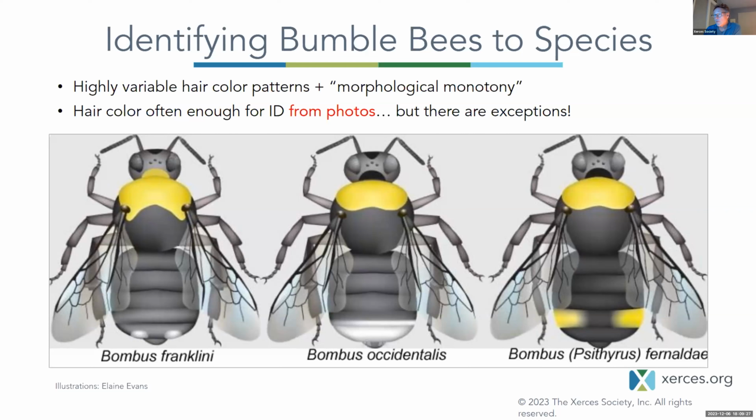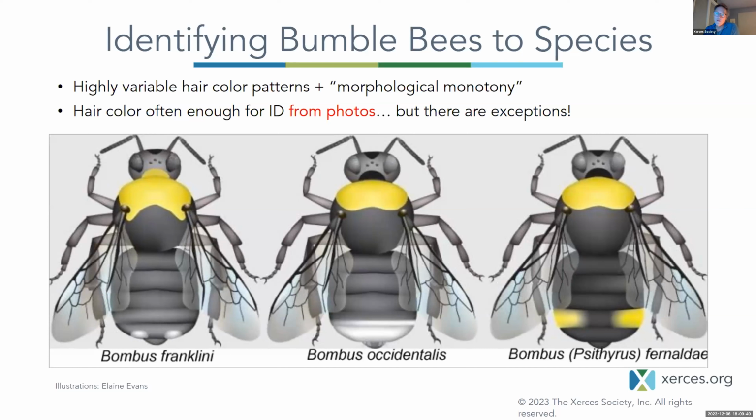There are certain characters we can't see with photos only, and we do need high quality photos from a number of angles to identify the bees. And we are focused on hair color. And that is despite the fact that hair color is not necessarily reliable as a way of identifying bumblebees. It's simply the best thing that we have for identification based on photos.